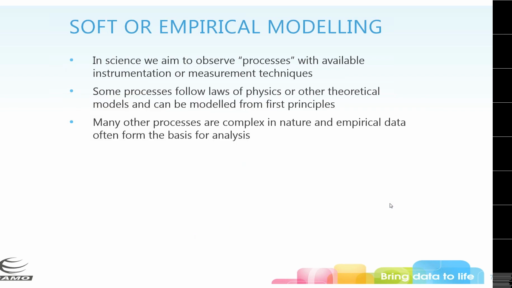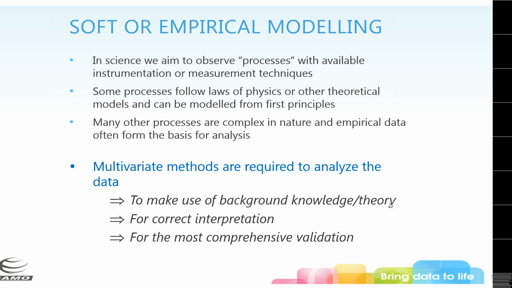So we also do some softer empirical modeling. We like to observe processes with all of our available information and measurement techniques. Some of these processes follow the laws of physics or other theoretical models and can be modeled from first principles. And you can start reducing the number of variables, reducing the number of things you need to watch in order to know what's going on. And then you've also got processes that are very complex in nature, and the empirical data can form the basis for that analysis.